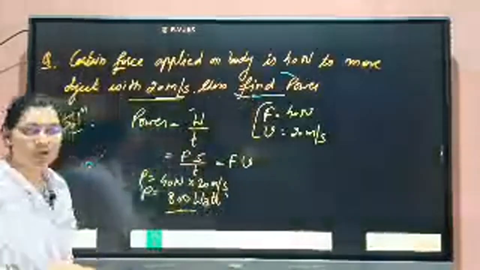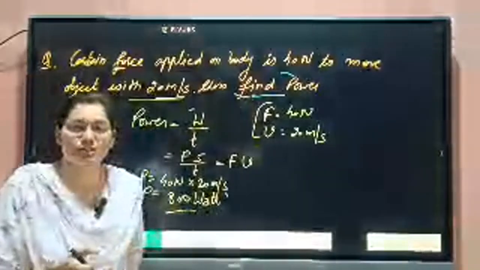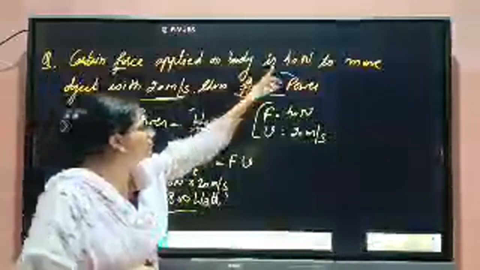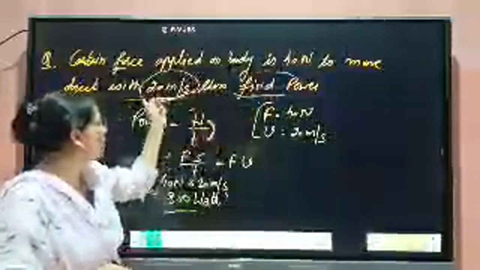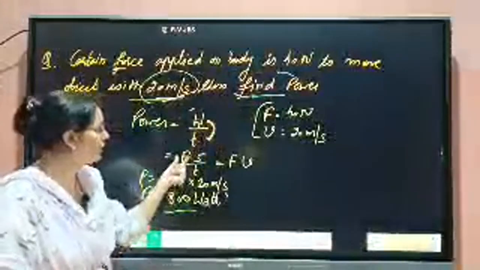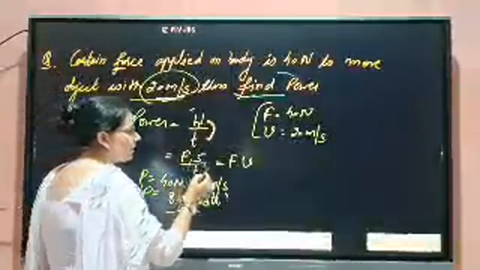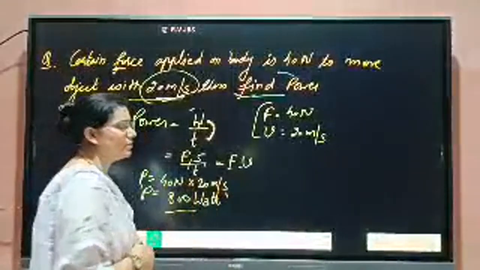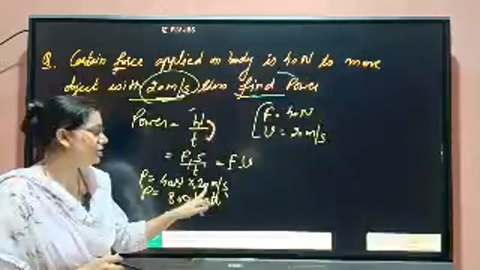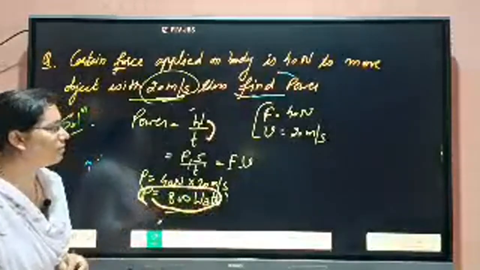So how can we find the power? We have already done the formula of power in the form of force and velocity. We know power is work done per unit time. But in the question, force and velocity are given. To convert to this form, work done we can write as force into displacement, and displacement by time is velocity, so force into velocity equals power. So power is 40 Newton into velocity 20, which becomes 800 watt.